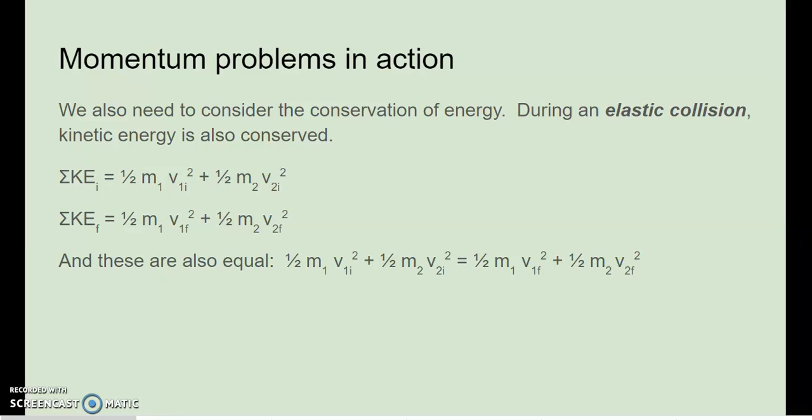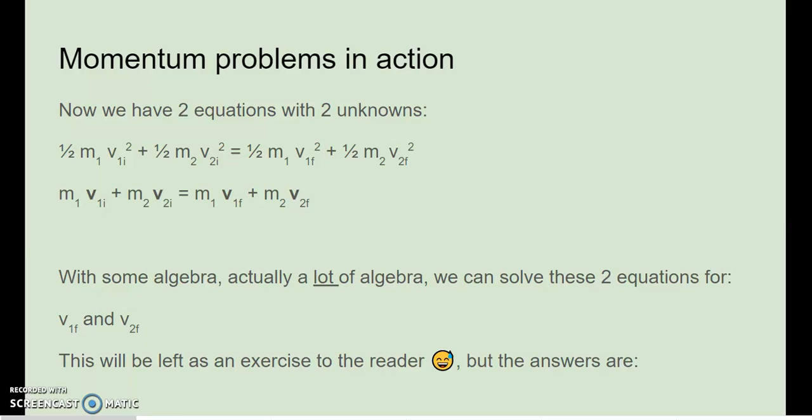Okay, so we can write another equation. The initial kinetic energy of the two bodies is equal to the sum of the final kinetic energies of the two bodies. Or if you prefer, you've got that longer expression down below: half m1 v1i squared plus half m2 v2i squared equals the sum of the final kinetic energies. Now, we actually have two equations and two unknowns. But man, oh man, there's a whole lot of algebra to do. We could, if you were so inclined, solve for v1f and v2f, but let's be honest, nobody wants to do that right now. So I'm going to give you the answers.